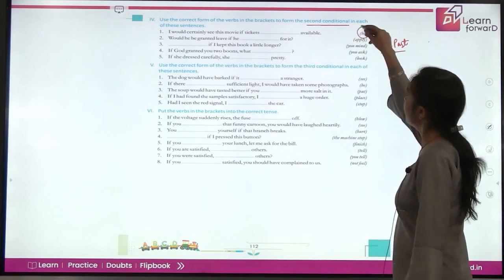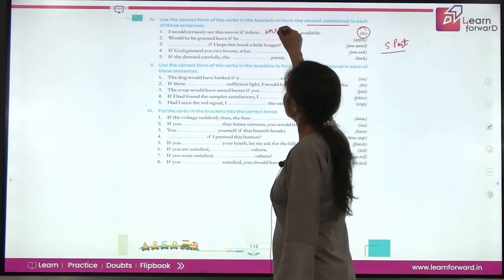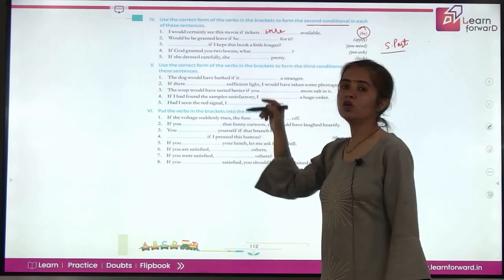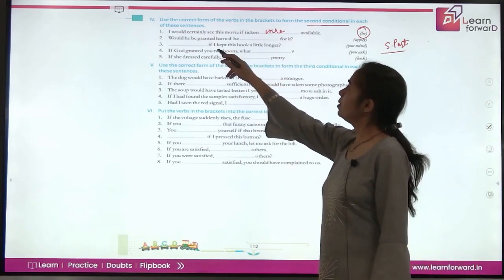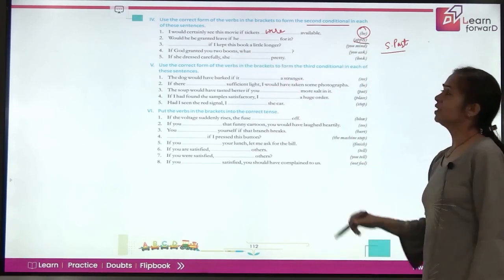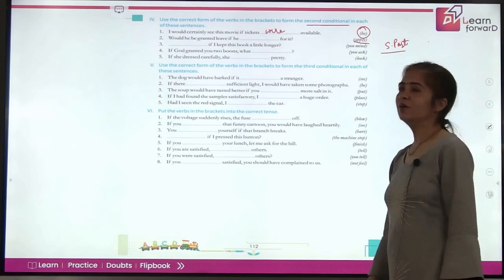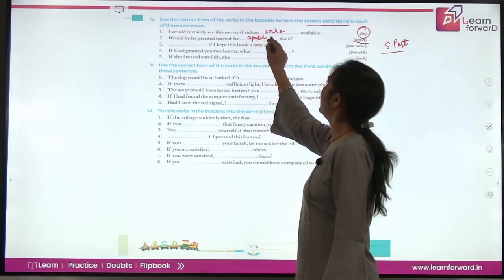What is the simple past tense of be? Was, were is past. So with the tickets, we will use were. This is how you will be completing the sentences with conditionals here. Would he be granted leave? If he, what is the if clause here? So past tense. Yes, if he applied for it.